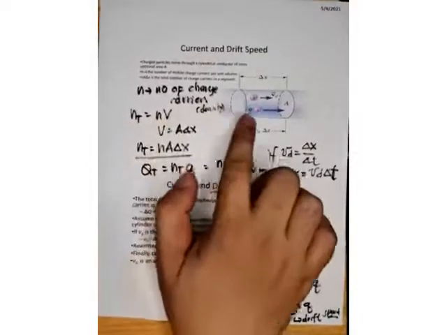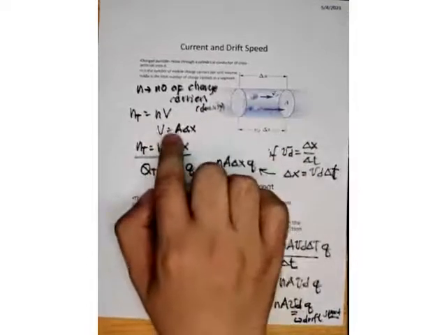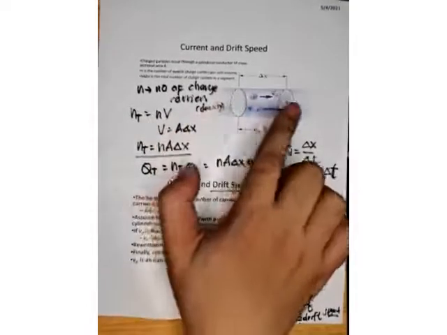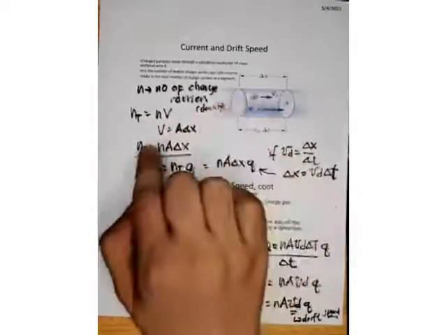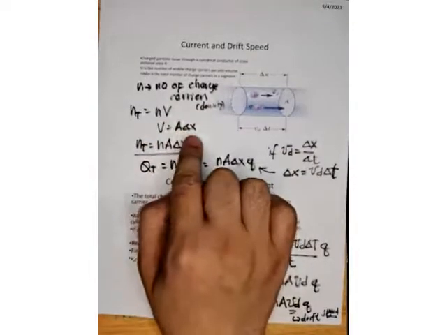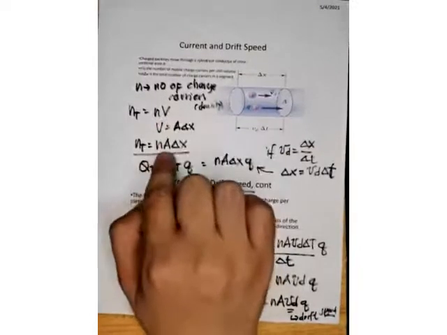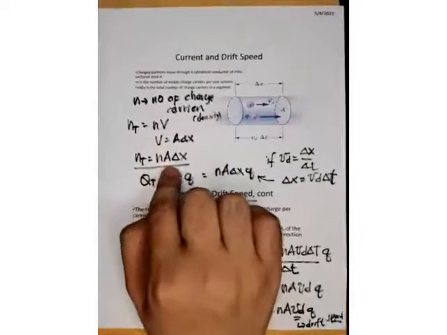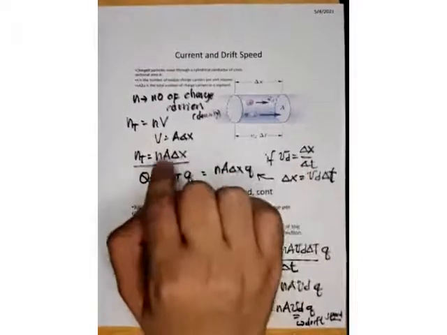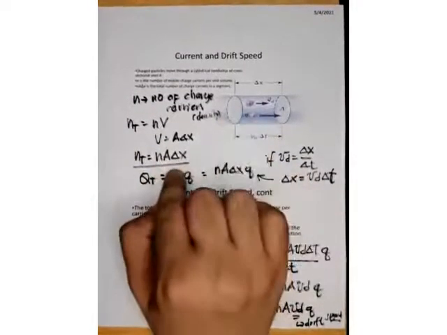But if you want to get the volume of this, since cylinder siya, so kukunin natin yung volume ng cylinder. So that is the cross-sectional area at saka yung height niya. Is equal to A times delta X. So substitute natin siya dito. So the total number of charges is equal to the charge density times yung cross-sectional area times delta X or yung length or height ng conductor natin.